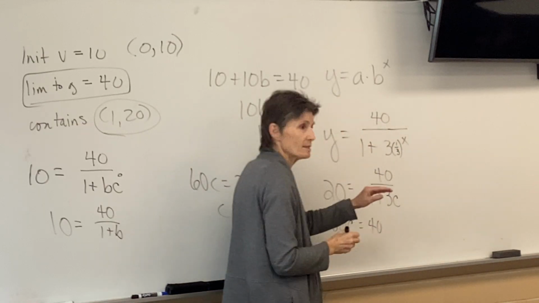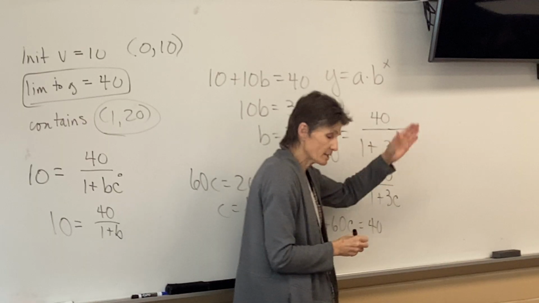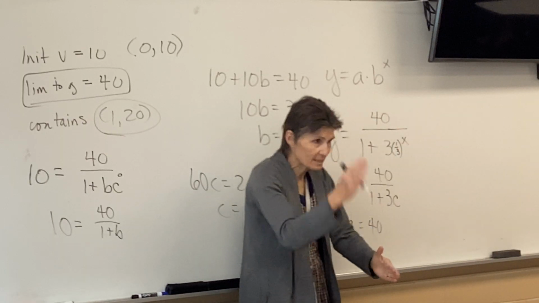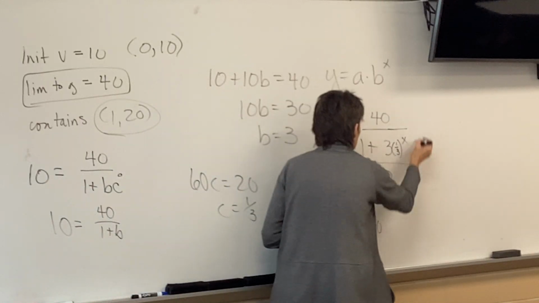Do we multiply the 3 and the 1/3? Nope, those are separate. You have a B and you have a C. Those are separate numbers. And here is your equation.